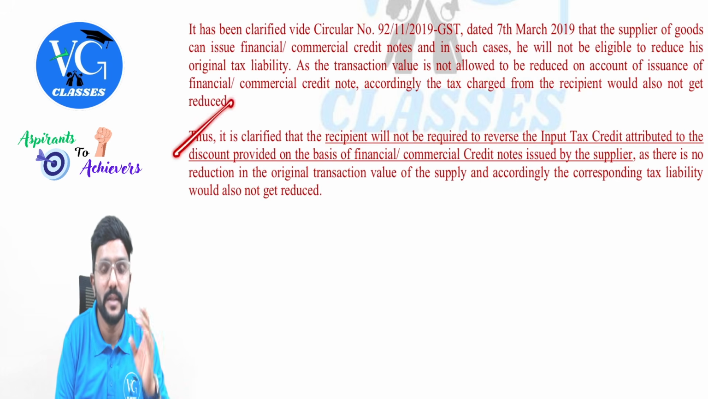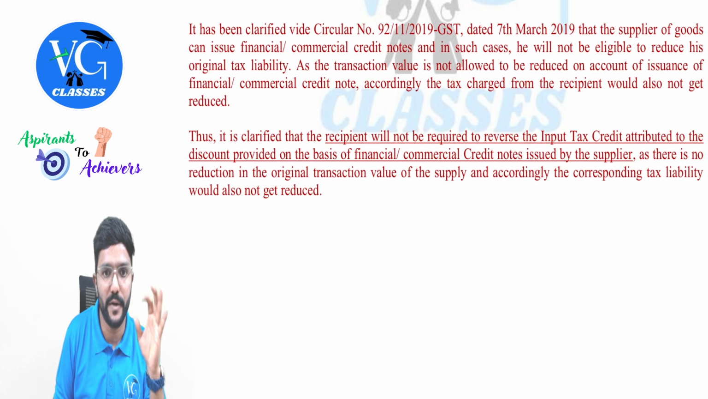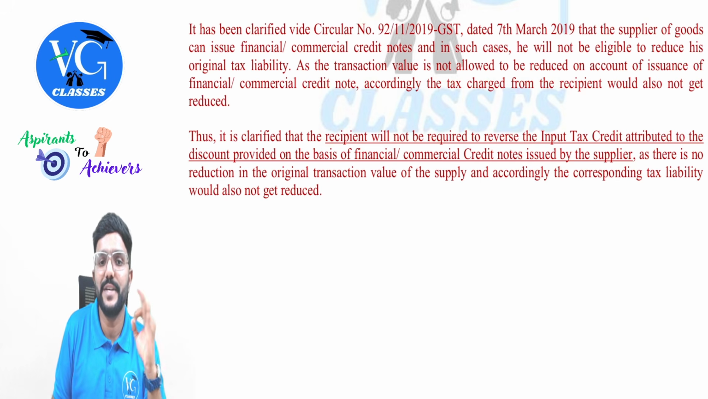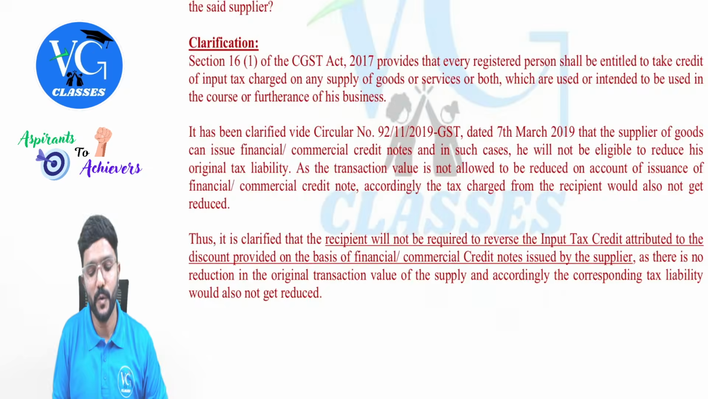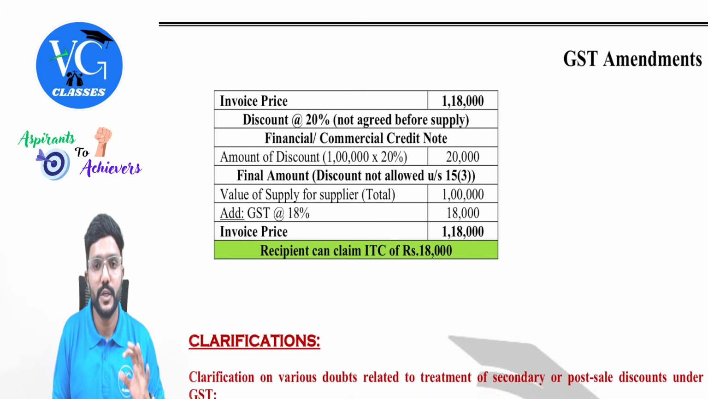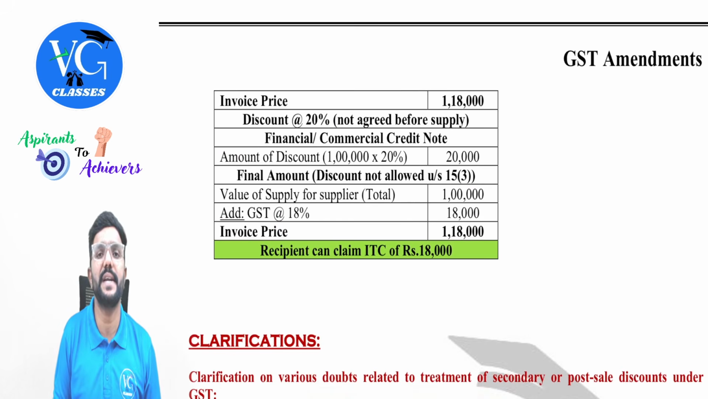Okay. Thus, the clarification. This paragraph is important. It is clarified that the recipient will not be required to reverse the input tax credit attributed to the discount provided on the basis of a financial or commercial credit note issued by the supplier, as there is no reduction in the original transaction value of the supply, and accordingly the corresponding tax liability would also not get reduced. So in simple terms, guys, should the recipient reduce 3,600 or reverse 3,600 credit? No, he is eligible to claim full 18,000 credit, guys.